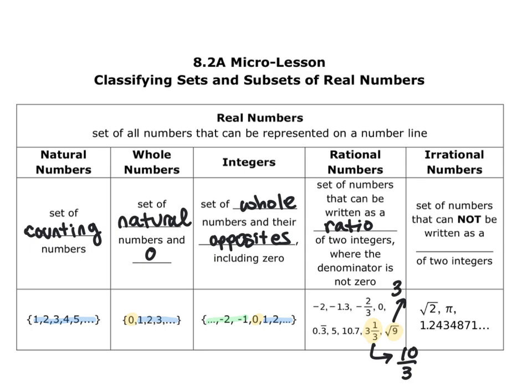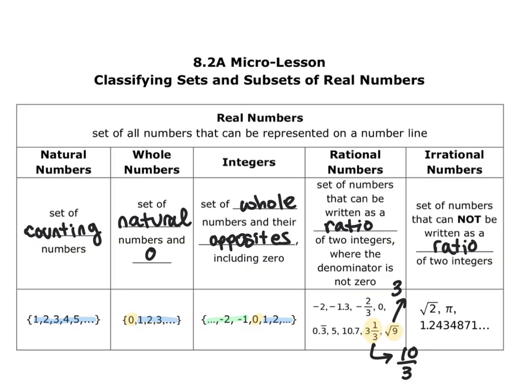Irrational numbers are the set of numbers that cannot be written as a ratio of two integers. Pi is an example. Remember, it goes on forever. 3.1415926535892. It goes on forever, right? The square root of 2 is not like the square root of 9. 2 does not have a perfect square. There's not an integer that I can multiply by itself to give me 2. This would result in a decimal that would go on forever.